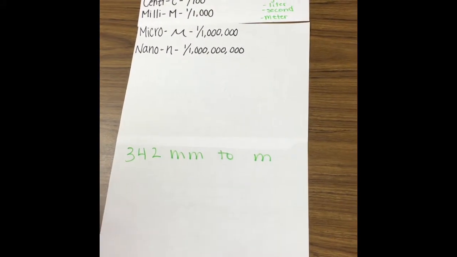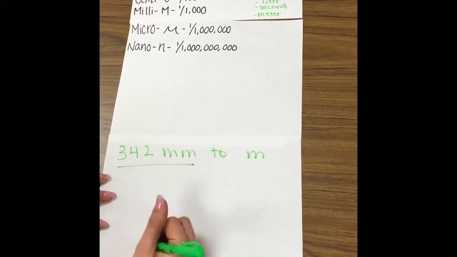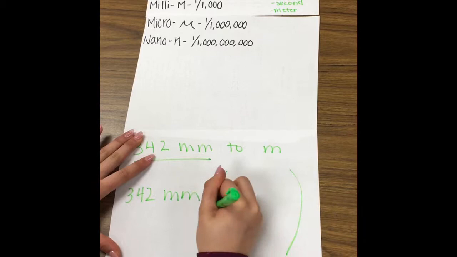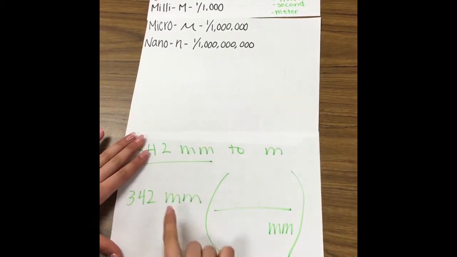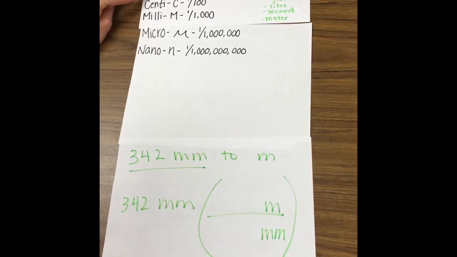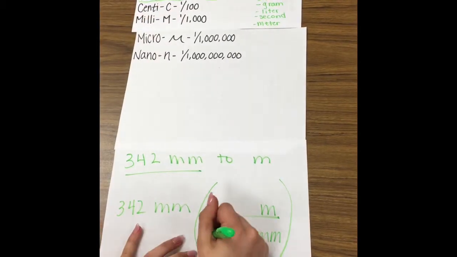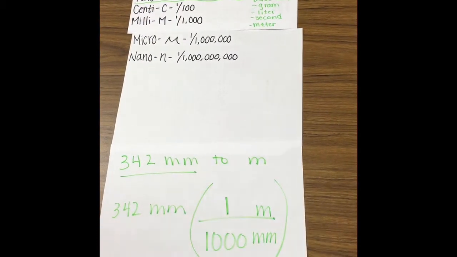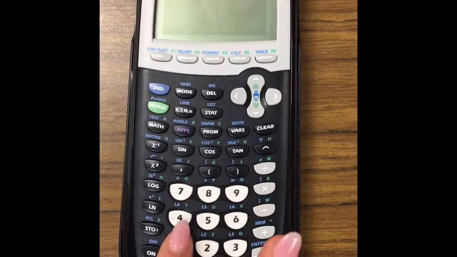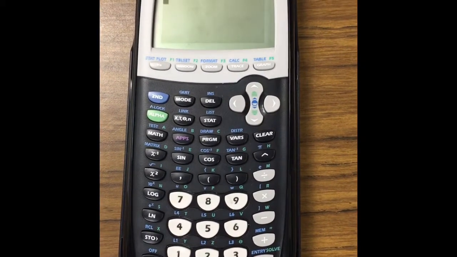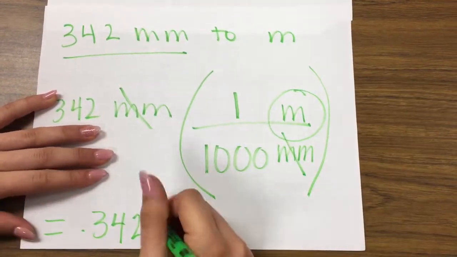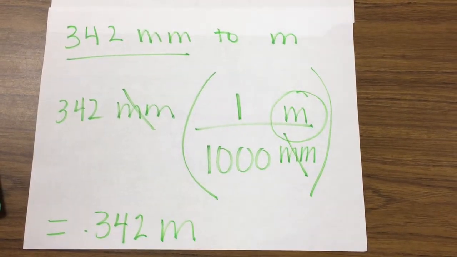Let's check our answer. First, we start off with our conversion. You always start with the number you're given, 342 millimeters. We always want our units to cancel out, so millimeters goes on the bottom and meters goes on top. Since millimeter is below the line of the base unit, its number goes on the bottom. Now we type it into our calculator, 342 divided by 1,000, and you should get 0.342. Our units cross out, so now we're left with meters. Your answer should be 0.342 meters.